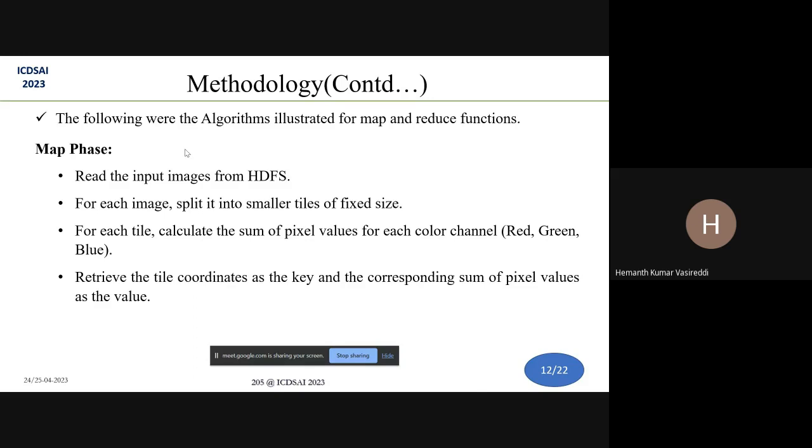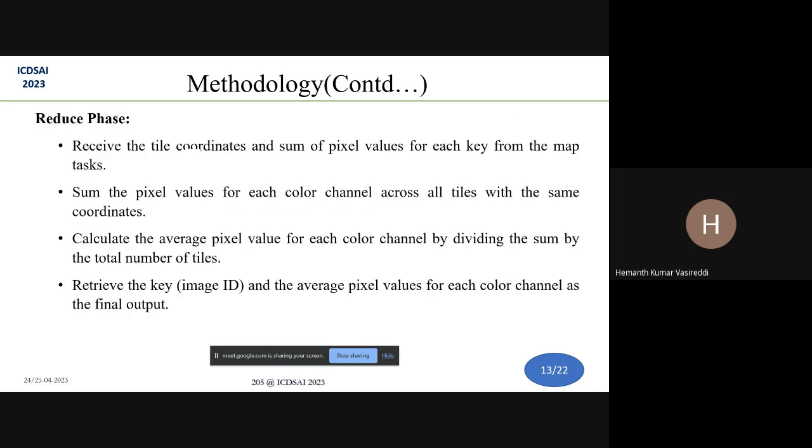Once the tiles are fixed, we calculate the sum of pixels of each color, because we will be having red, green, and blue colors whenever we are going with an RGB image. If we have a grayscale image, we will convert that into RGB, and then calculate the sum of pixels. Once the sum of pixels has been identified for each grid, the tile coordinates and the corresponding sum of pixel values will be passed to the shuffle and sort functionality.